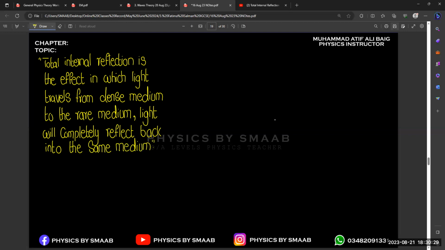Okay, clear? Any confusion? Okay, so basically this is the concept related to total internal reflection. Now, let's try to discuss some questions related to total internal reflection, how they ask about the questions in your paper.